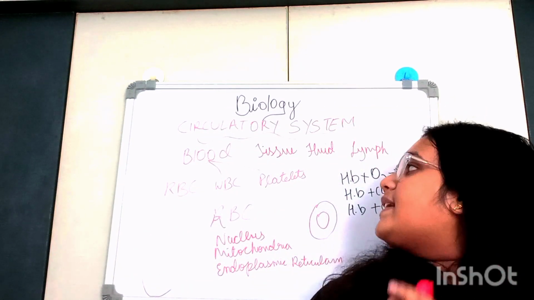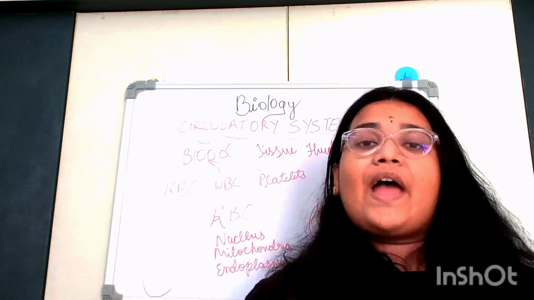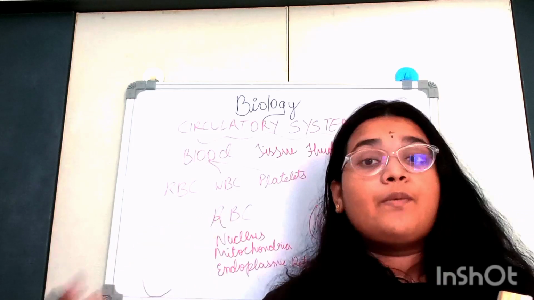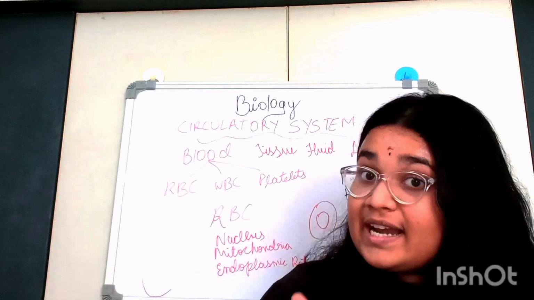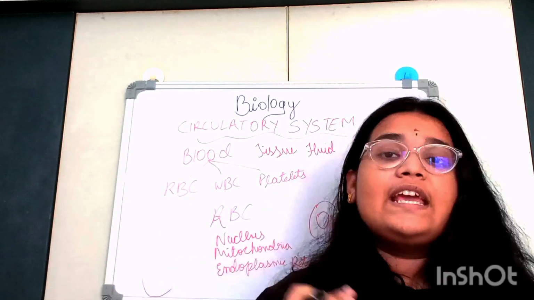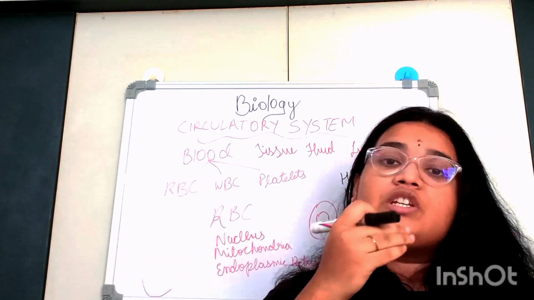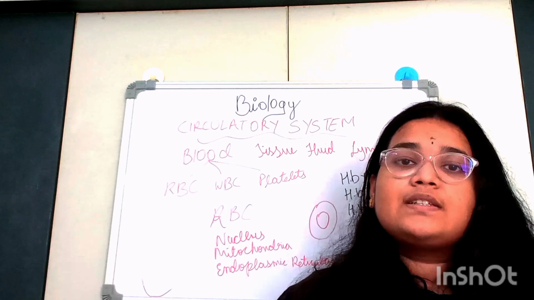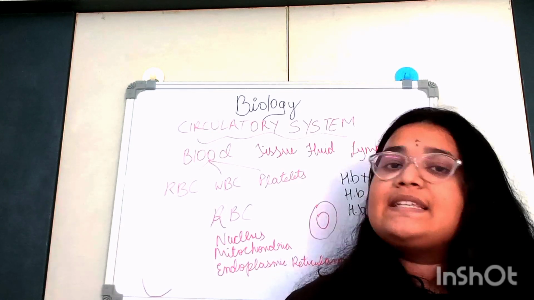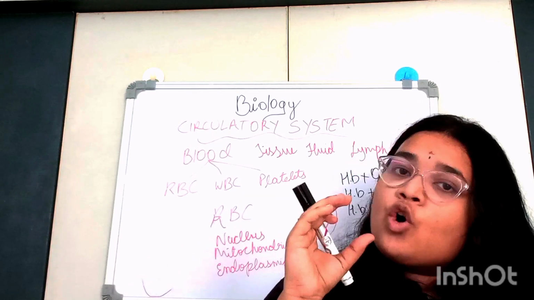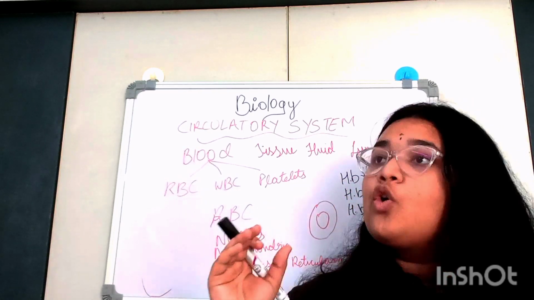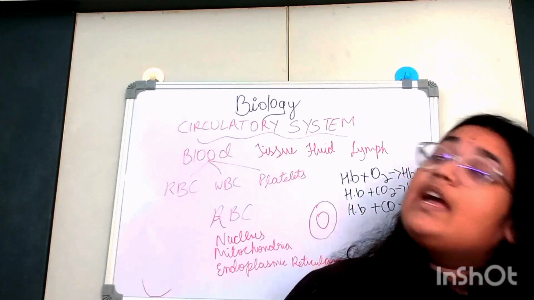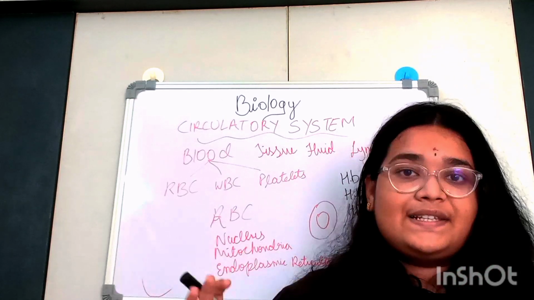Okay, so next, let's talk about some important facts about RBC. RBC lifespan is from 110 to 120 days. Remember, they are days, 110 to 120 days. RBCs are produced in red bone marrow, and the spleen is the destroyer. The old and worn-out RBCs are destroyed by the spleen. In a human embryo, the spleen produces RBCs. In a fetus, the spleen produces RBCs.